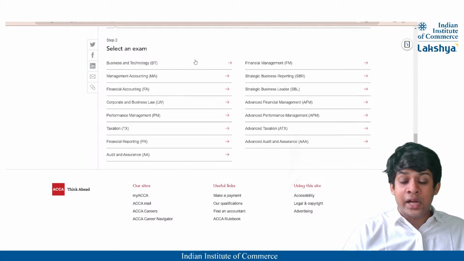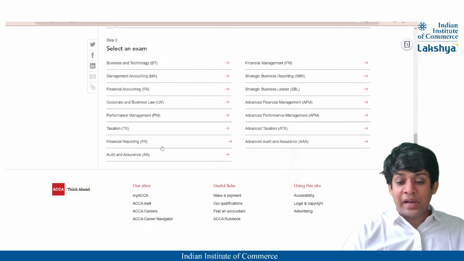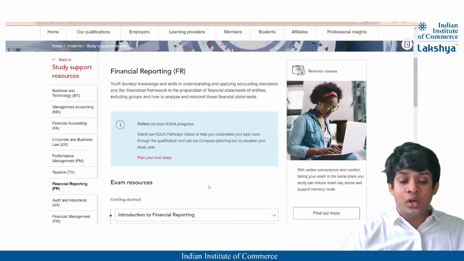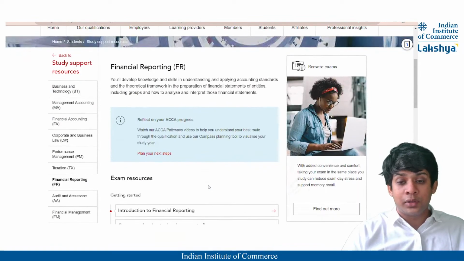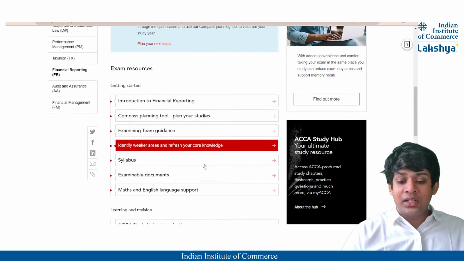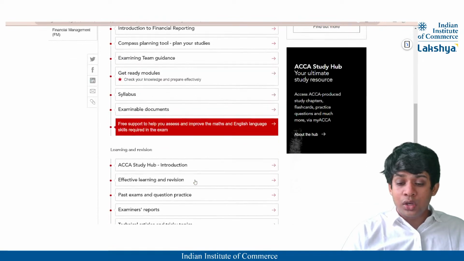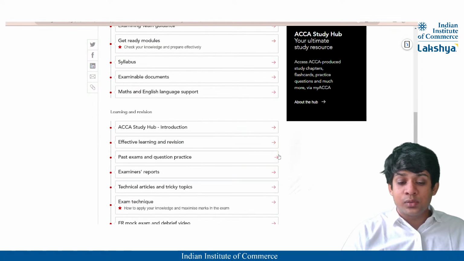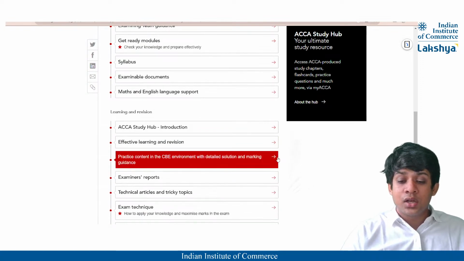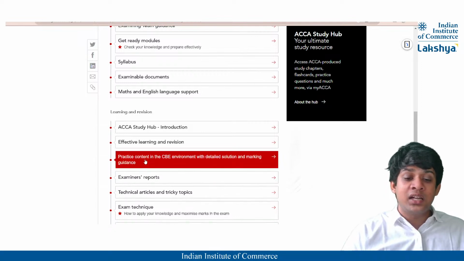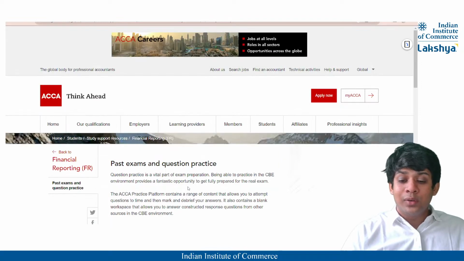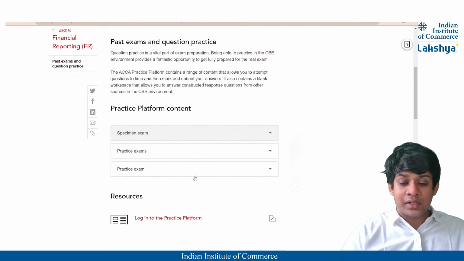And from that, we have to select our subject, that is nothing but financial reporting. So here it is, FR financial reporting. We will just click on financial reporting. As soon as we click on financial reporting, this site will open up. Then we just go down, go down, go down. You can see here past exams and question practice, right? This one, past exam and question practice. So as soon as you get onto this website, click on past exam and CB platform practice.